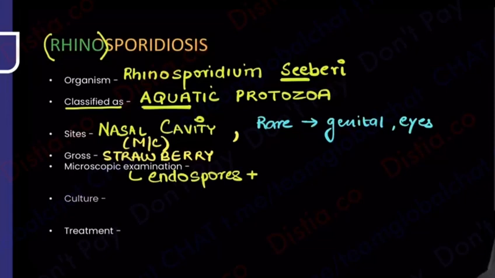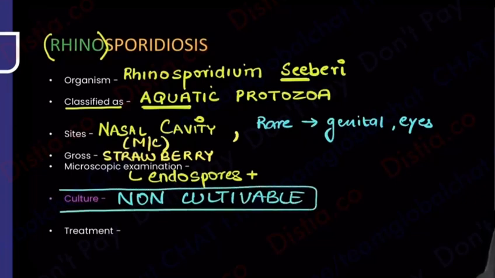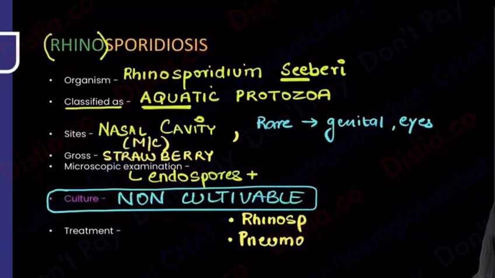Next, you'll ask me the culture media, and that is where the trick in the story comes. This is non-cultivable, which is a question that has come so many times in the previous year papers. This is a non-cultivable organism. In fact, let me tell you, in the entire mycology, there will be two organisms that I will tell you which are non-cultivable. One of them is put up in front of you, that is rhinosporidiosis, and the other one is going to be Pneumocystis jirovecii or Pneumocystis carinii. So yes, Pneumocystis carinii also will have the same answer, that it cannot be grown on any culture media.